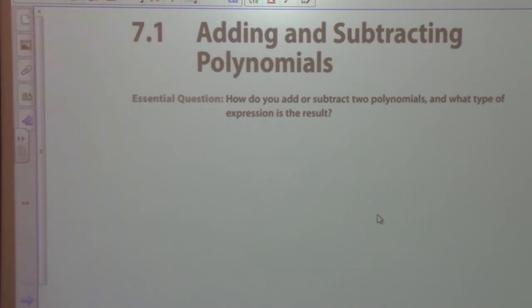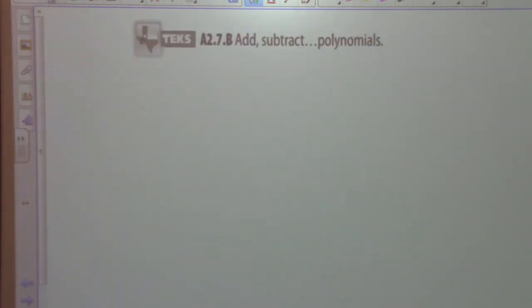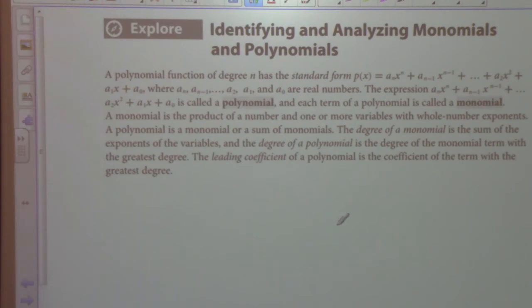Anyway, we're going to start our next section, which is adding and subtracting polynomials. We're going to start out today going over some vocabulary and a couple little things about polynomials. Essential question: how do you add or subtract two polynomials, and what type of expression is the result? So we're going to go over some basic vocabulary at the beginning here. And this first section has to do with identifying what is a polynomial.